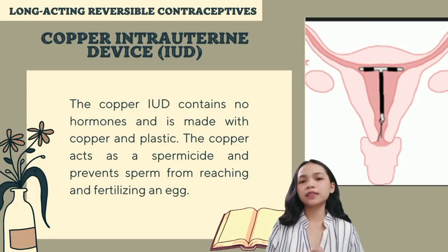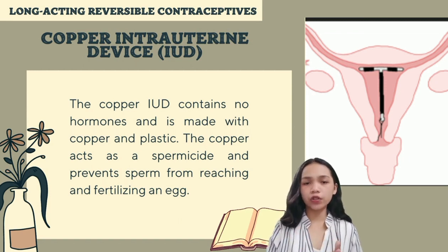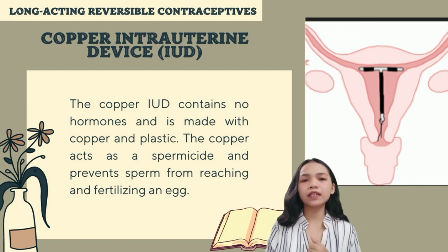So in long-acting reversible contraceptives, the first one we have is the IUD. An IUD is a T-shaped device inserted into the uterus by a doctor. There are actually two types of IUD, copper and hormonal. We will tackle that after this one.